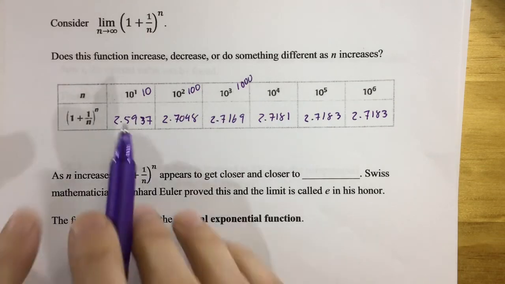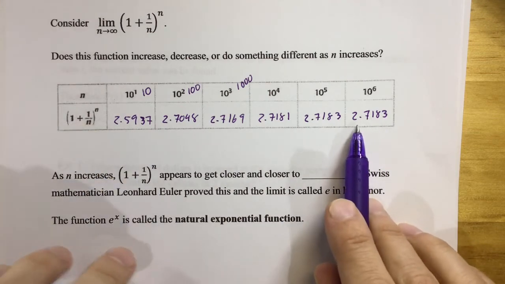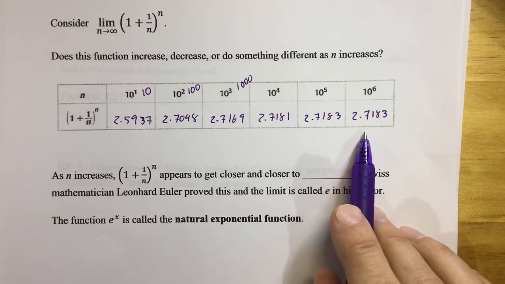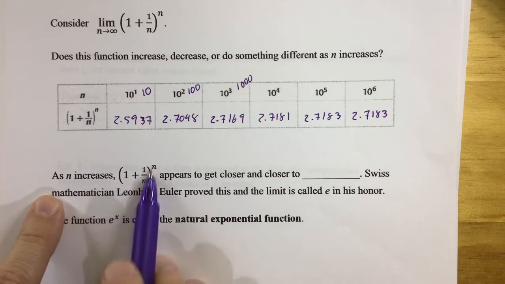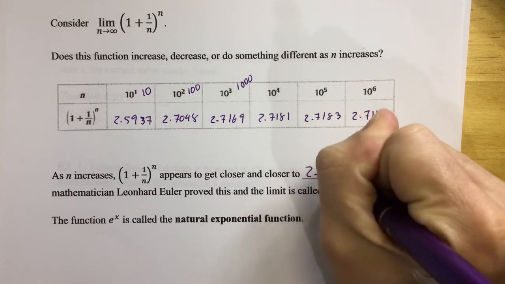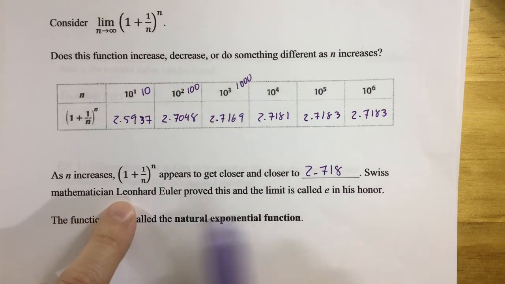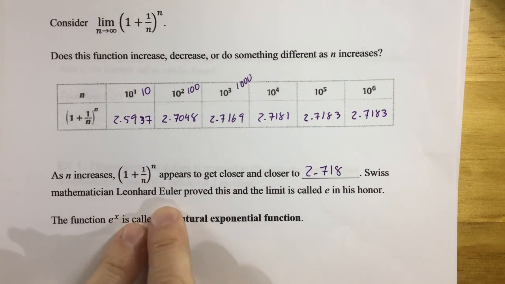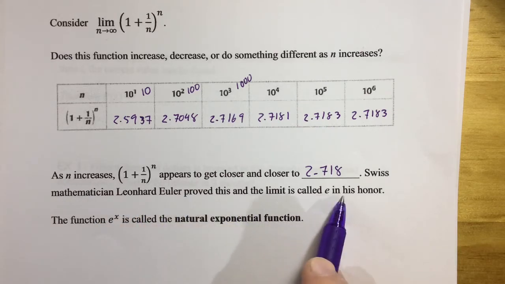All right, so as you evaluate this for larger and larger values, and you can continue on, you're going to start to see that it settles off at a certain number, sort of like the idea of an asymptote that we studied in rational functions. So here it says, as n increases, this expression appears to get closer and closer to the number 2.718. I'm just going to round it off there because I know that the 3 is a bit of an issue rounding up. Swiss mathematician Leonhard Euler, that's pronounced as Euler actually, proved this, and the limit is called e in his honor.